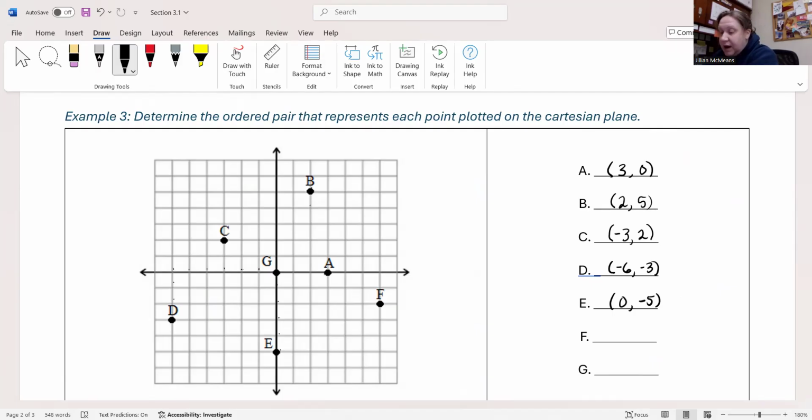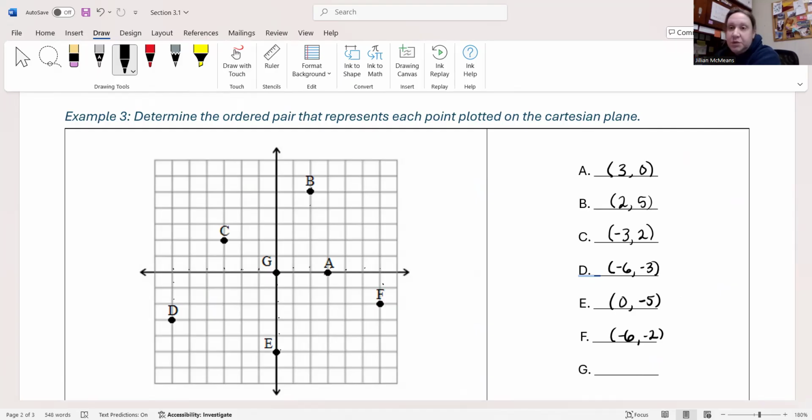All right, point F is over here in quadrant 4. To get to F, I would have to move from the origin 1, 2, 3, 4, 5, 6 to the right. And then from there, I would go down 1, 2. So I would have (6, -2). So just remember, direction tells you if it's positive or negative, and then just count to get the number.